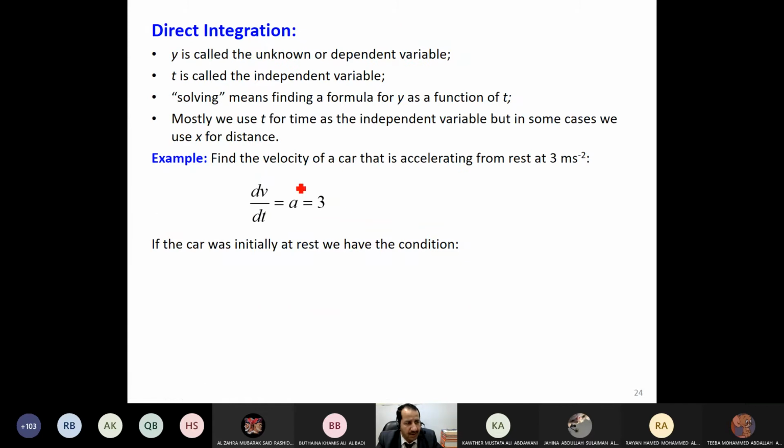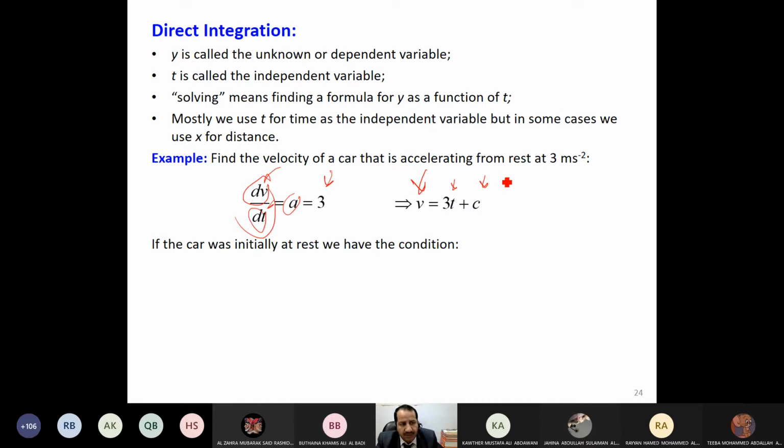Example, a practical example: the velocity of a car that is accelerating from rest at 3 meters per second squared. So dv over dt, talking about the acceleration, where v is velocity and t is time, equals the acceleration. This is the definition from secondary school, equal to 3, he told me. Solve it, very simple. When I integrate with respect to t, velocity equals 3t plus a constant. For that, we call it direct integration.